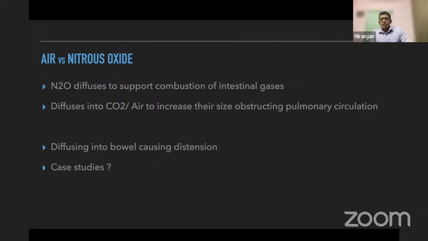So what do the case studies say? Many of the case studies support the use of medical grade air instead of nitrous oxide. There are other case studies which say that there is not much of an advantage with medical grade air. Both medical grade air and nitrous oxide can be used. So my personal preference is always medical grade air. Not for the reasons listed here, but nitrous oxide is an environmental pollutant. For that reason alone, we can avoid using nitrous oxide.